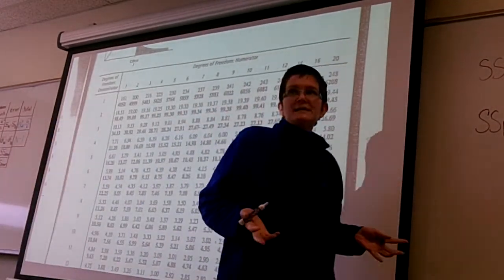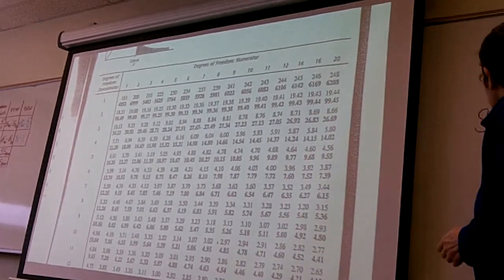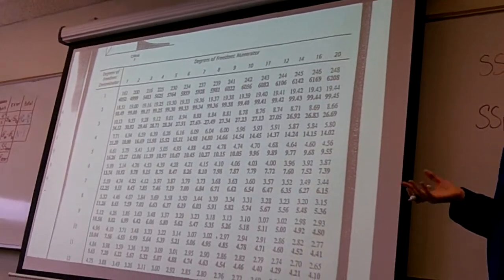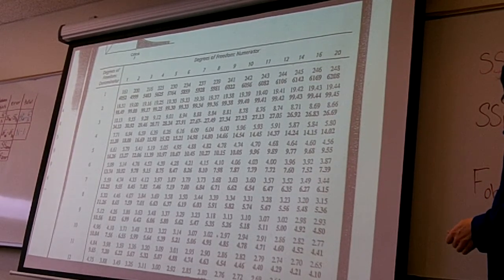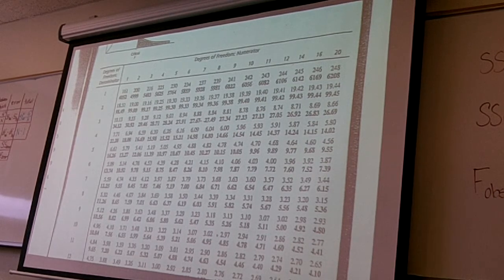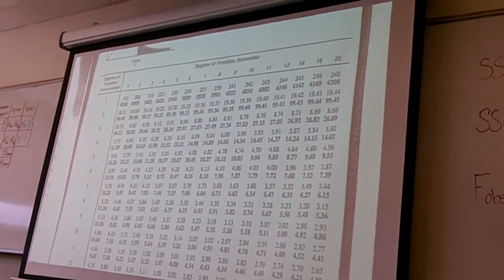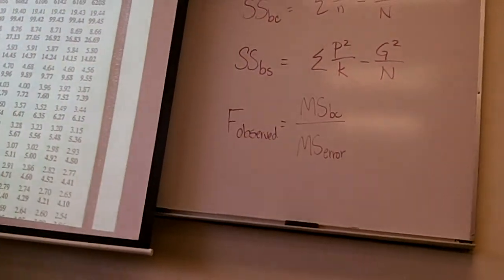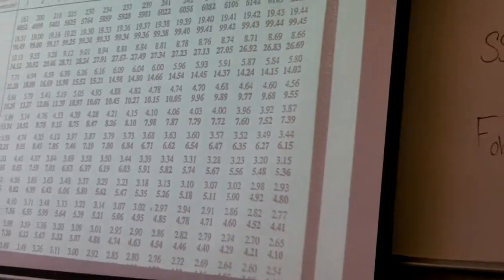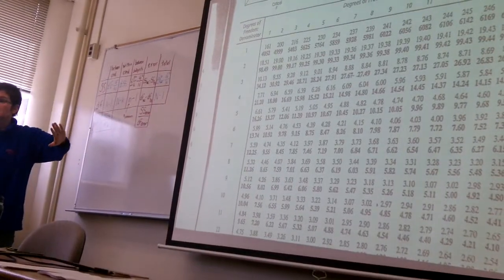To know which ones we need to use, we've got to think about what the formula for F observed is. In this case, the formula for F observed is mean square between conditions over mean square error. And there's a clue in the table I gave you on your worksheet, because the only mean squares you have are mean square between conditions and mean square error. You don't calculate any other mean squares.